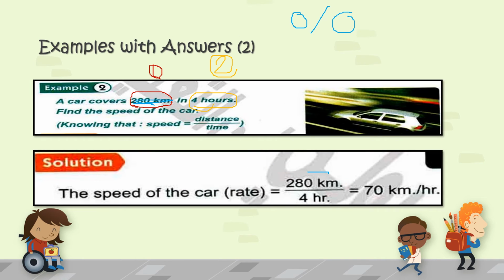So here we have 280 kilometers first, divided by 4 hours, which is our second quantity. 280 divided by 4 is going to be 70, and we're going to write the two measurement units here, which is kilometers per hour. So the speed of the car is going to be 70 kilometers per hour. Also, the book here has given us the formula of the speed, but we don't need it because we know the formula of finding the rate. We take the first quantity per the second quantity.